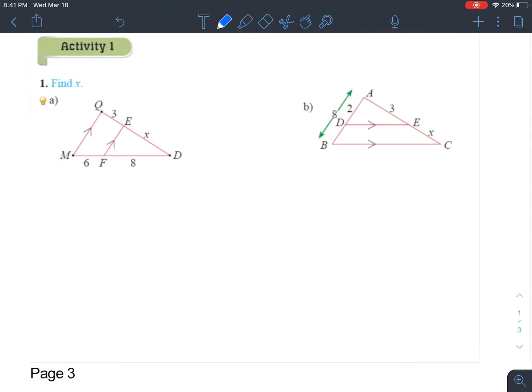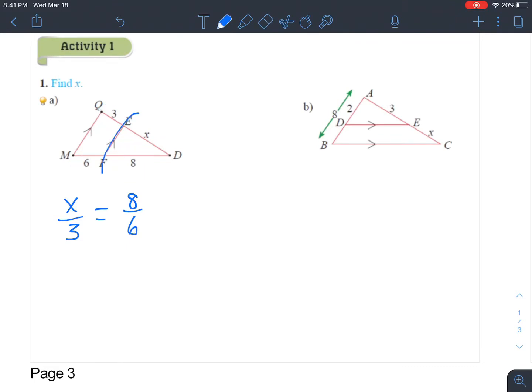I know it says activity, but what I'm going to do is solve the first one, and then I will let you try the second one. So in this case, for part A, we're going to take these two, the 3 and the x, and make that into a fraction. And then we're going to take the second ones, 6 and 8, and also put that into a fraction.